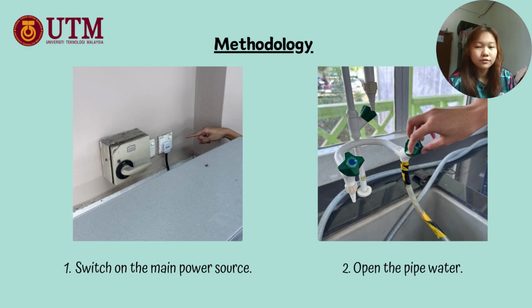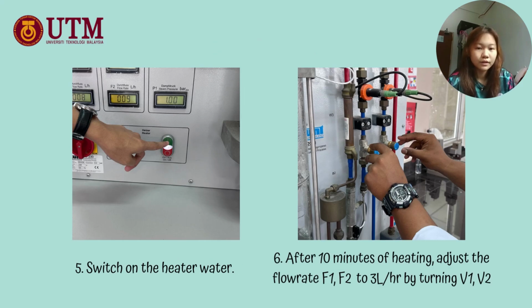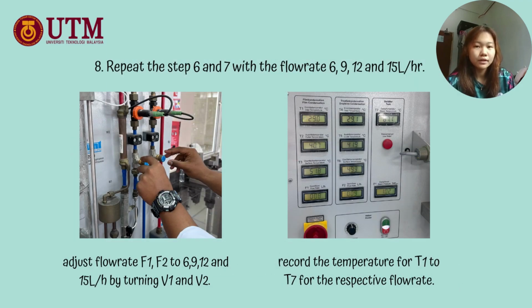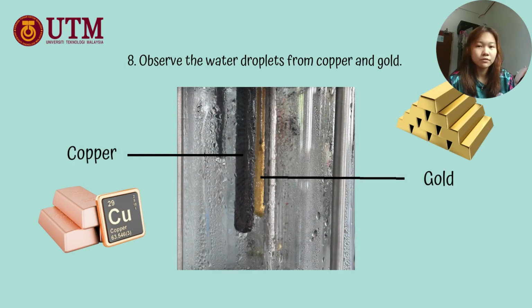Methodology. The first step, we switch on the main power source and then open the pipe water. Then switch on the heater. After that, repeat steps 6 and 7 with flow rates of 6, 9, 12, and 15 liters per hour. Observe the water droplets on copper and gold.